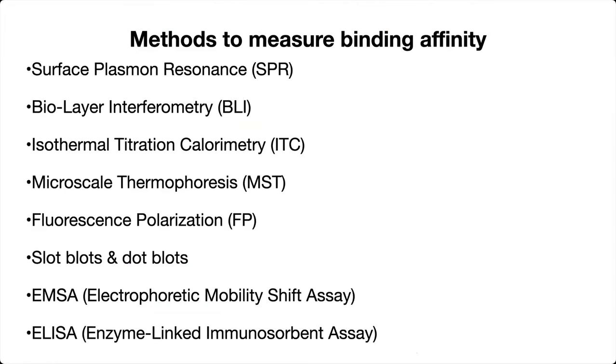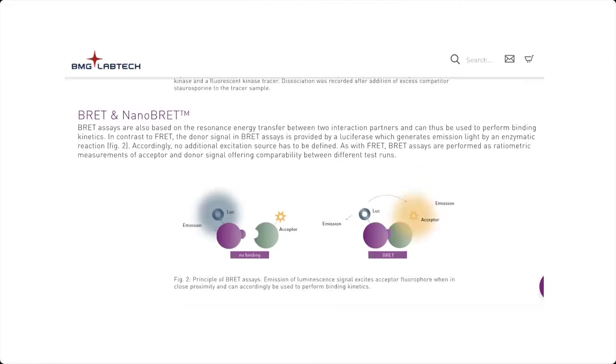But if you really want to be quantitative, then there are other methods that you can use to measure binding affinity, and these include things like surface plasmon resonance, or SPR, biolayer interferometry, BLI, isothermal titration calorimetry, ITC, microscale thermophoresis, or MST, fluorescence polarization, dot plots, EMSA, and ELISA. So there's lots of different methods for studying binding affinity. Some of them, like SPR and BLI, are really good for measuring binding kinetics, so on rates and off rates, as opposed to just equilibrium binding.